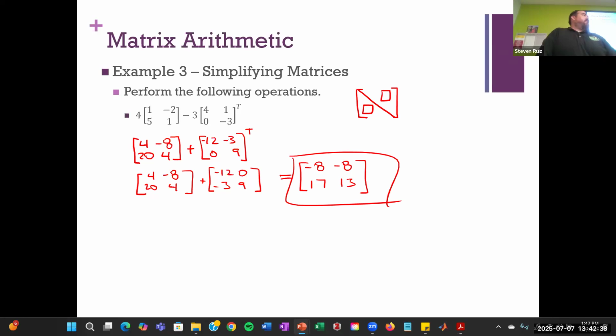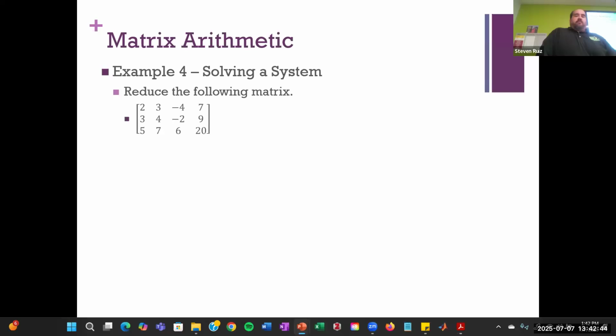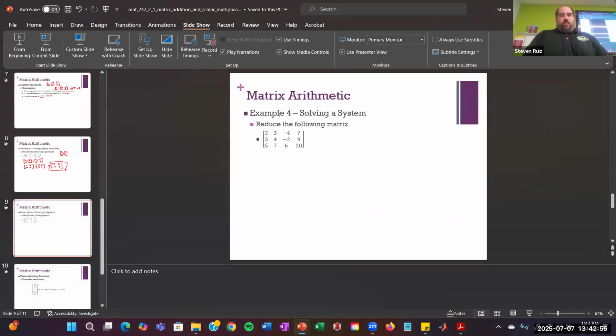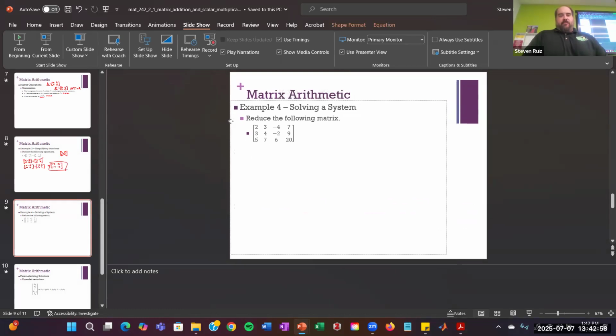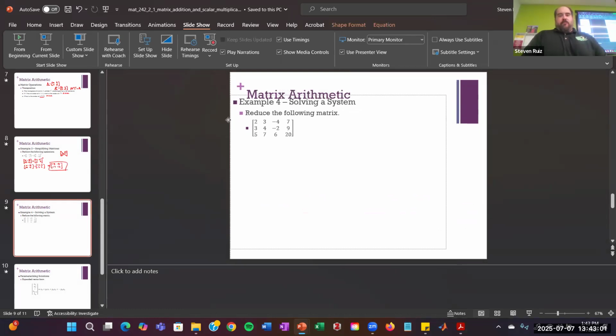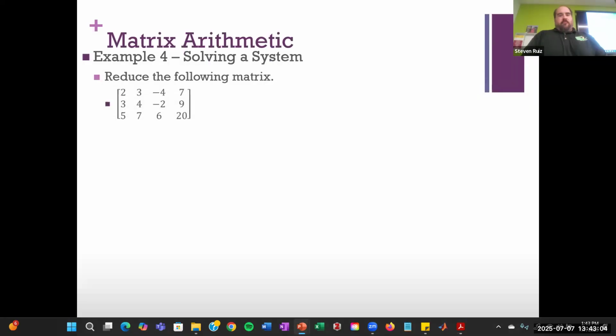Question so far? All right. Okay, so look back to equation mode for a second. Let's reduce this thing. Give myself more room to do so. All right, want to reduce this thing? What should we do? Go ahead. Okay, want to get a 1 there? How would we do that?